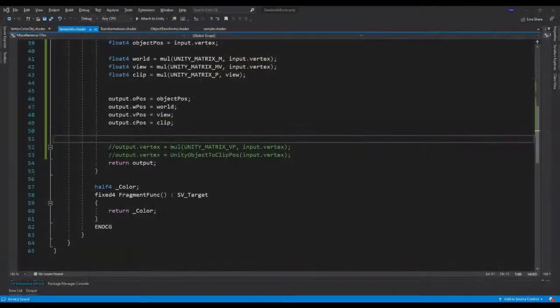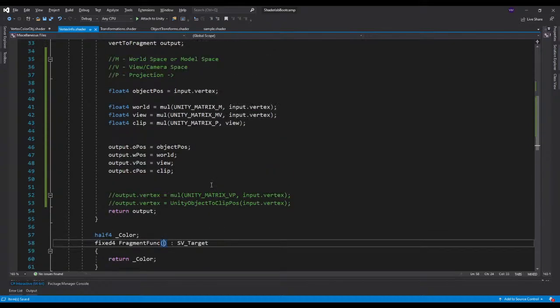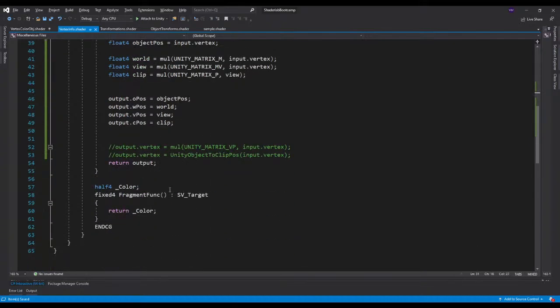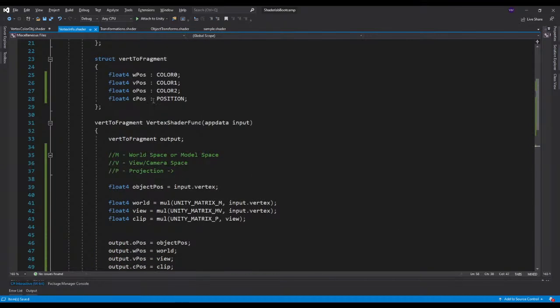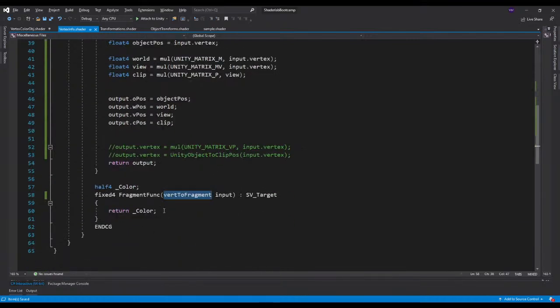Now the next thing we need to do is visualize this. To visualize this, I'm going to take some input. What is the input going to be? The input is going to be the structure that we created, vertex to fragment. We initialized it and added some values. This is going to be the structure. And if I say return input dot clip space.